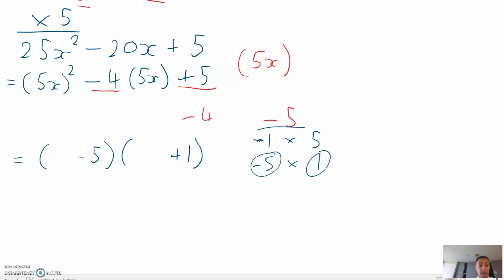But now here's something that's a little bit different. Because this whole thing was 5x squared and 5x, we need to put 5x in here. 5x and 5x. Alright, we're almost done. But what will happen in these ones is because at the start we times everything by 5, we're going to be able to take out a common factor. So here, this whole bracket, we can take out 5 as a common factor.